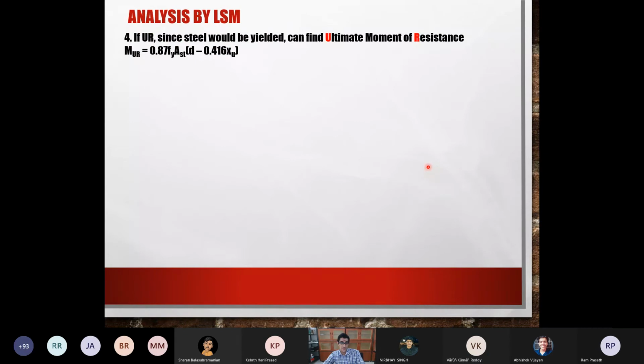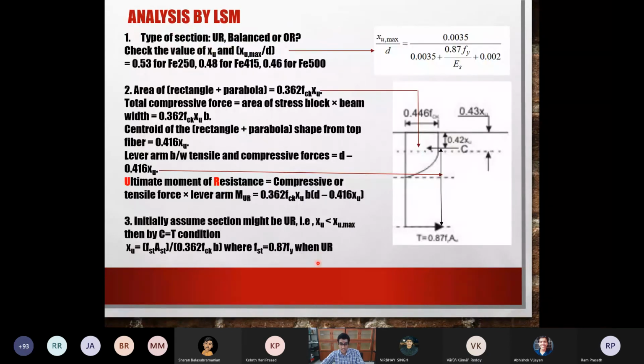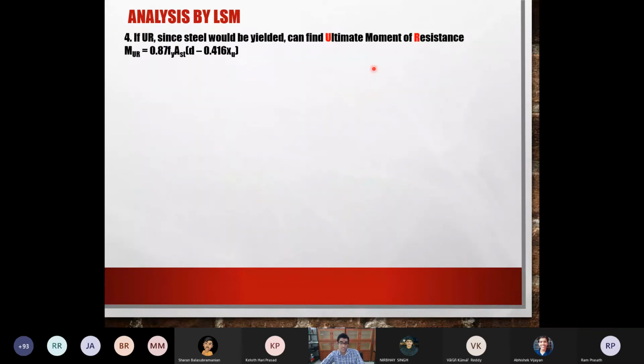In that case, if it is under reinforced, you can either use 0.362 FCK B into D minus 0.416 XU, which is based on the compressive force, or you can base it on the tensile force, which is 0.87 Fy AST times D minus 0.416 XU. If your beam is under reinforced, whether you use this formula or the compression force formula, you will get the same moment.